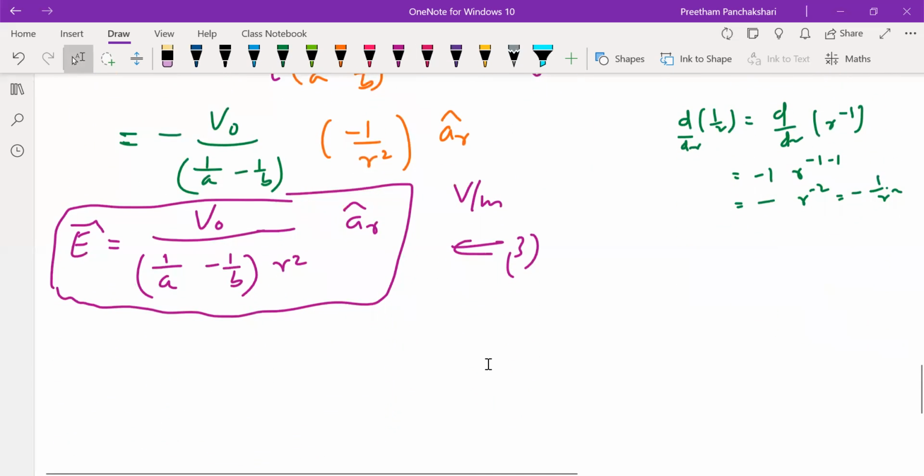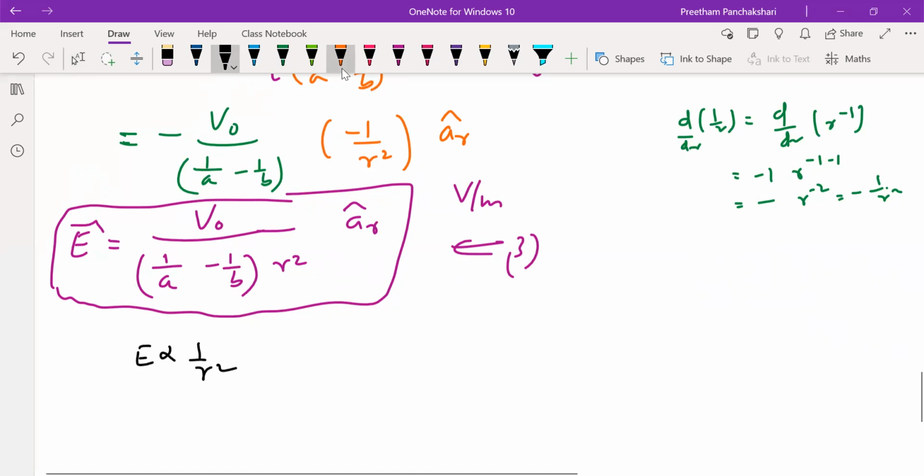2 points can be observed here. The first point is E is inversely proportional to R square. Electric field is inversely proportional to R square in the case of a point charge. So as the distance increases, a spherical conductor having charge behaves like a point charge. Right, and the direction of electric field is radial, A cap R.